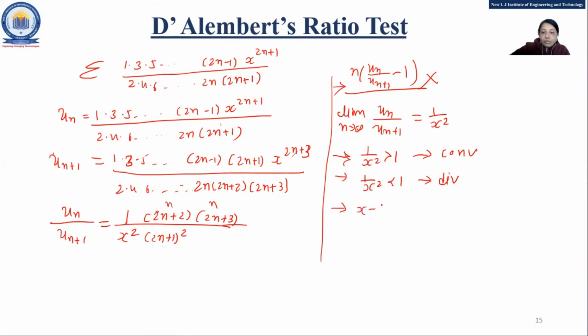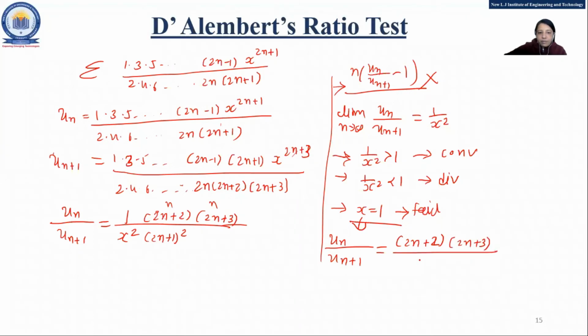Now if x equal to 1, then it has failed. Your D'Alembert statement is also supposed to fail. So at that time, apply the RAP test. When x equal to 1, what is your un upon un plus 1? We are finding this un upon un plus 1 when x equal to 1. So you will have 2n plus 1, just this. Equation 2n plus 2, sorry, this upon 2n plus 3 into n upon 2n plus 1 square.